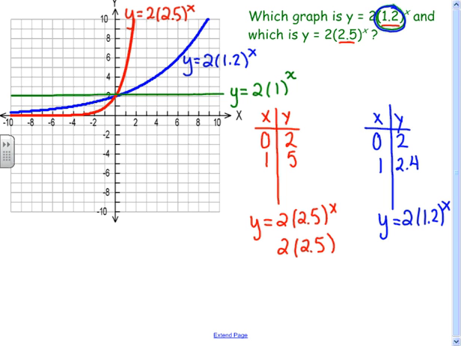Which graph is growing up faster here? Well, obviously, it's the one that has 1 in, 5 out. That's going up faster than having 1 in and 2.4 out. So this will be the one that has the steeper curve. And if you look at our graph, that's exactly the one we selected for this equation, the one that's steeper.